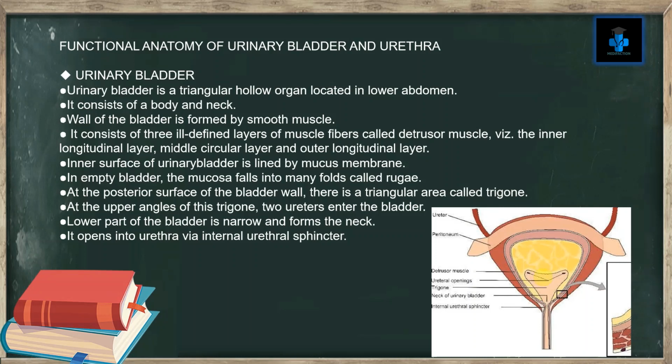The inner surface of the urinary bladder is lined by mucous membrane. In an empty bladder, the mucosa falls into many folds called rugae. At the posterior surface of the bladder wall, there is a triangular area called trigone. This here is the trigone. At the upper angles of the trigone, two ureters enter the bladder. Here you can see two ureters entering the bladder. The lower part of the bladder is narrow, as you can see here, and this forms the neck. It opens into the urethra via the internal urethral sphincter. Here is the internal urethral sphincter.